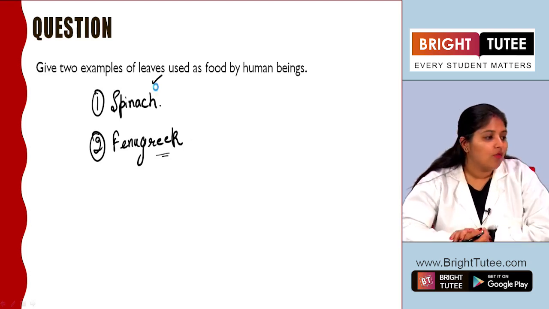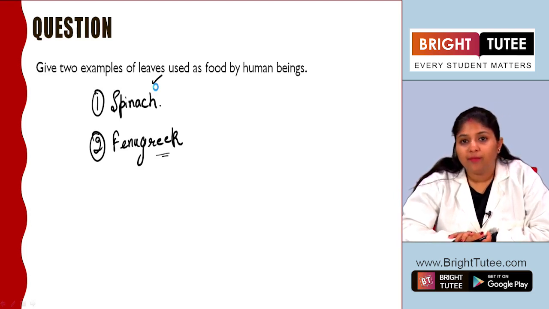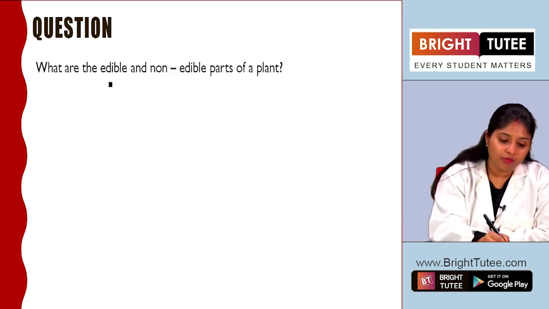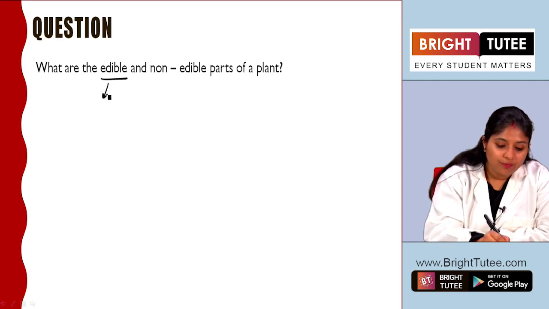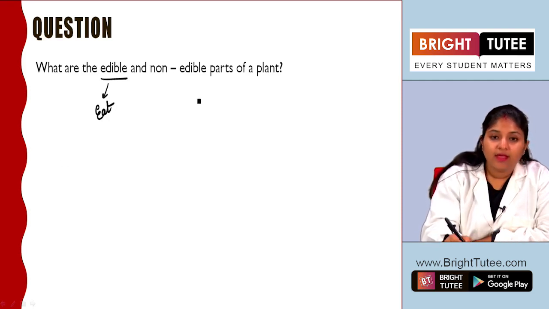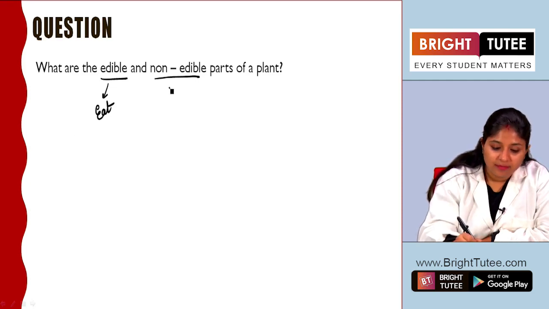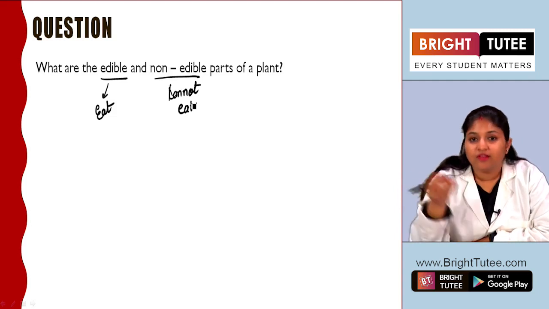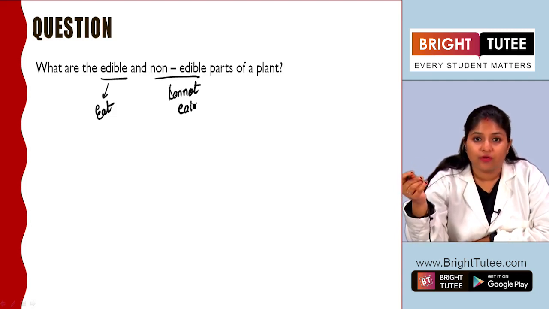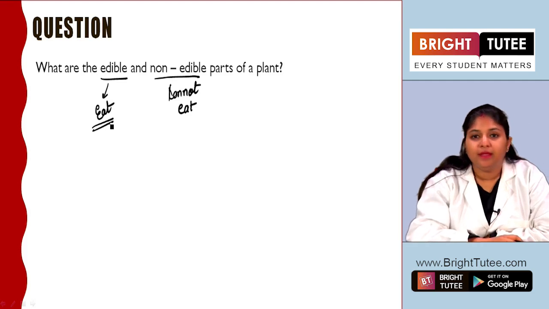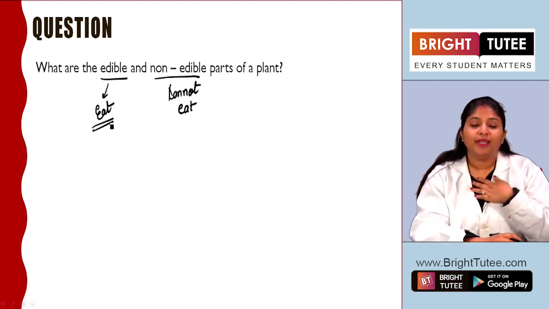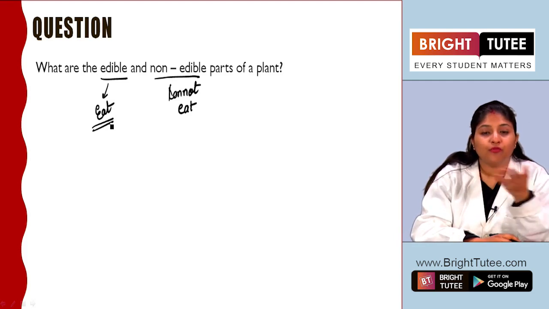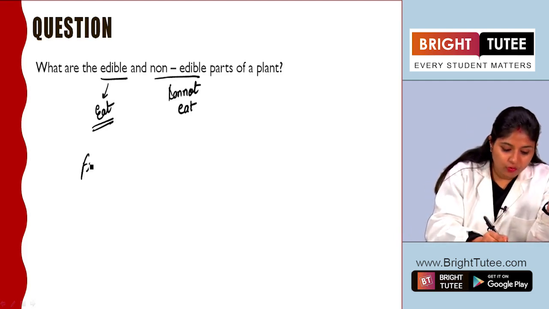Next question: what are the edible and non-edible parts of a plant? Edible parts are those which we can eat. Then there are some non-edible parts, which we cannot eat. Why can we not eat them? Maybe they are tasteless, maybe they are bitter. Sometimes these non-edible parts are also toxic. The edible parts are the parts which are eaten by us. For example, in a tomato, we have the fruit that we can eat.